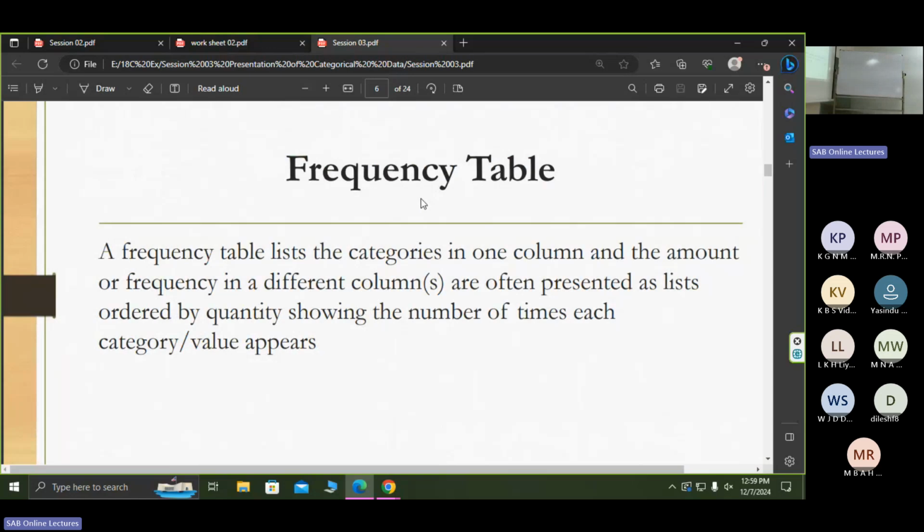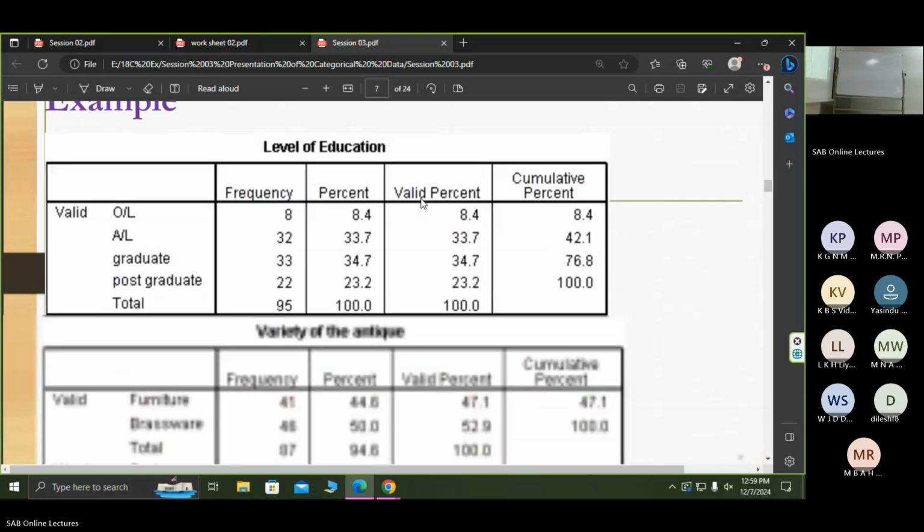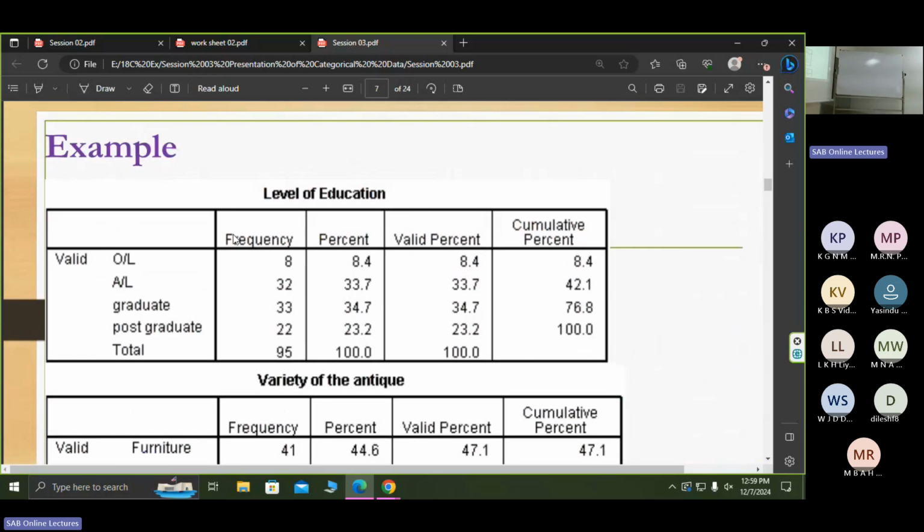Then in the second column we represent the frequency. How many of them completed the O level? How many of them only completed A level? How many of them hold the bachelor degree? We put the frequency of each category. It's clear, this we call the frequency table. Then this is the example, the complete frequency table.